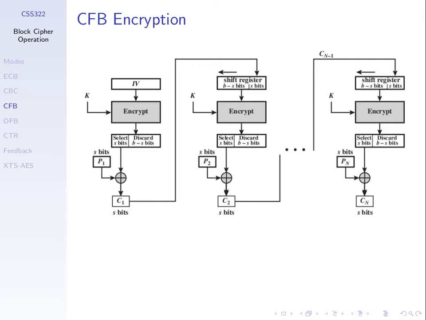Then what's the next value here? So first two bits are discarded, these two shift along, so it becomes 1, 0, and these two bits are added to the end, 1, 1. And we just keep going like that. That's the idea of that shift register.